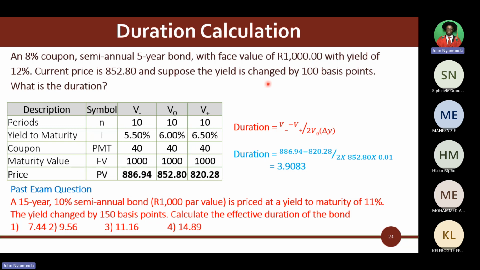What is the price if interest rates increase by 100 basis points? That's the V plus. Everything else is the same, but interest rates have increased from 12 to 13%. 13 divided by 2 is 6.5. We put everything in the calculator, it gives you this. Then we take all these numbers: V minus, minus V plus, which is this 820, divided by 2 times V naught, 2 times 852, times change in yield, 0.001, which is the same as saying 1%. If you do this calculation, it should give you this number.